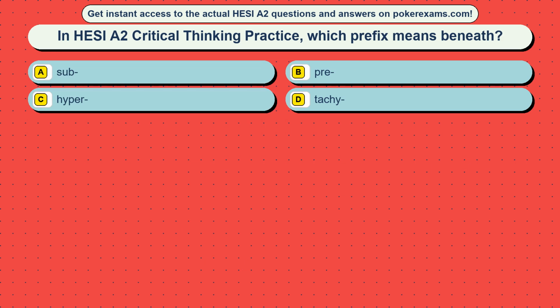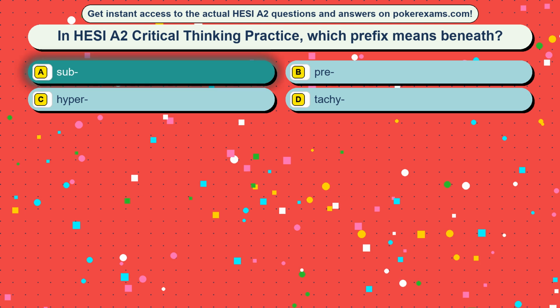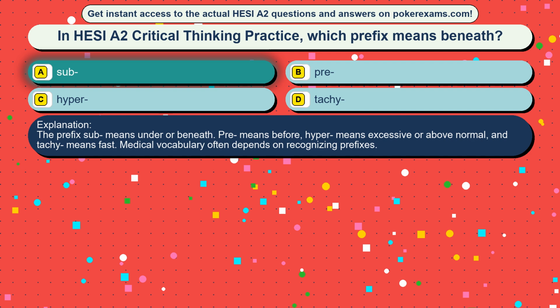Question 13. In HESI A2 critical thinking practice, which prefix means beneath? Option A, sub. Option B, pre. Option C, hyper. Option D, tachy. The correct answer is option A, sub. The prefix sub means under or beneath.